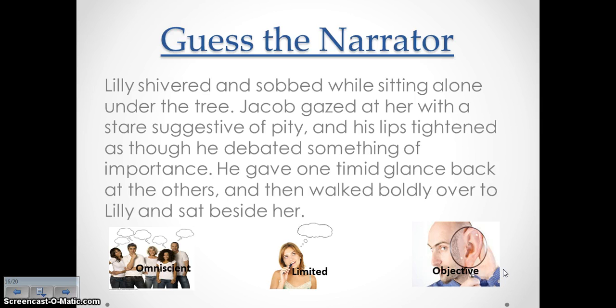Okay, so we go back again, and everything that we see in this narration, we only get to see acts. We see Lily shivering and sobbing. We don't know why. We see Jacob gazing at her, and then tightening his lips, and then glancing, and then walking. These are all actions that we are witnessing. We aren't seeing the reason, we're just seeing actions. So there's no personal attachment, it's just an objective viewpoint. And that is why that narration is objective.